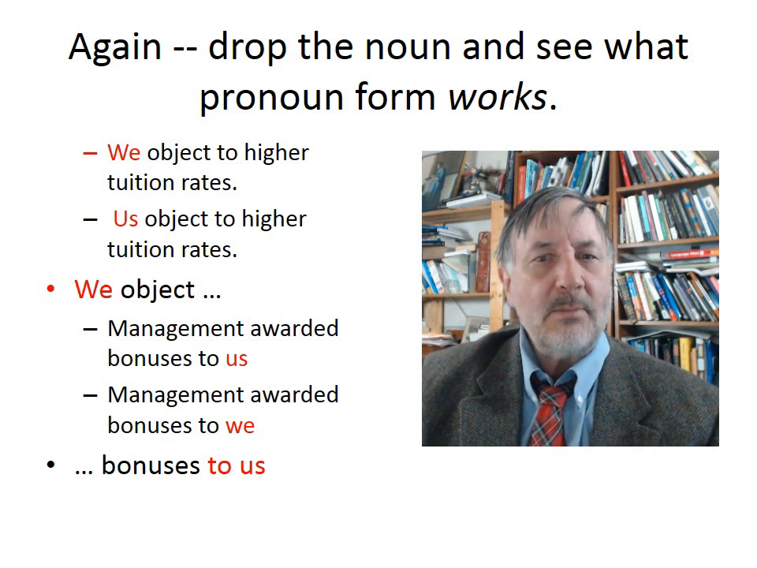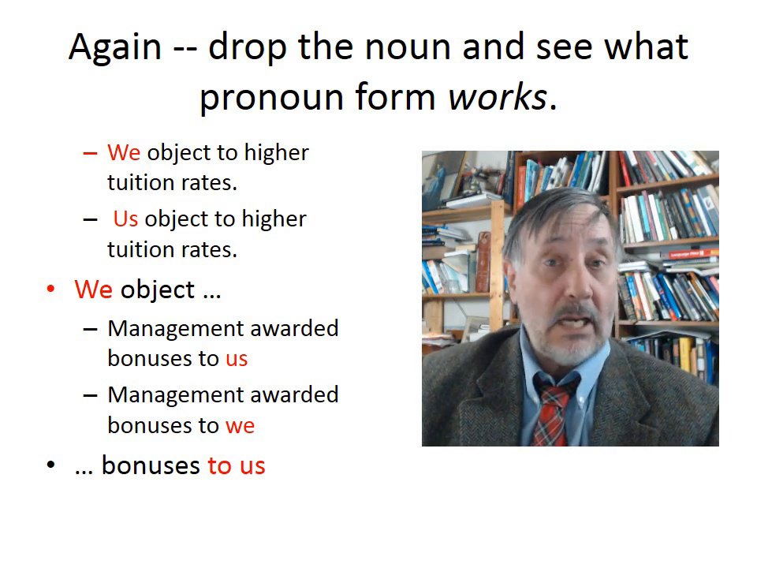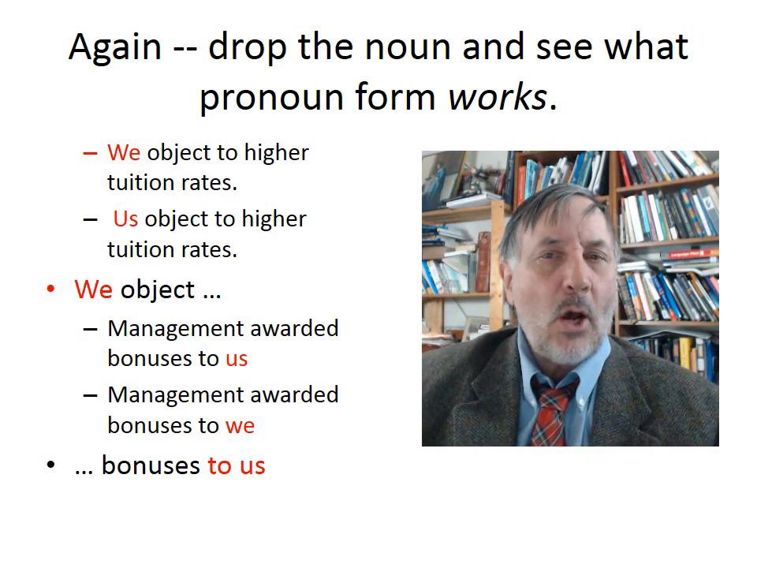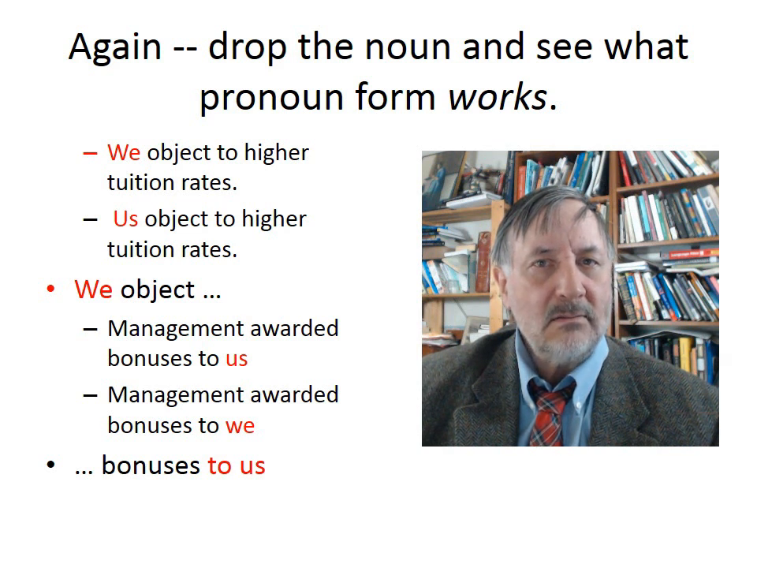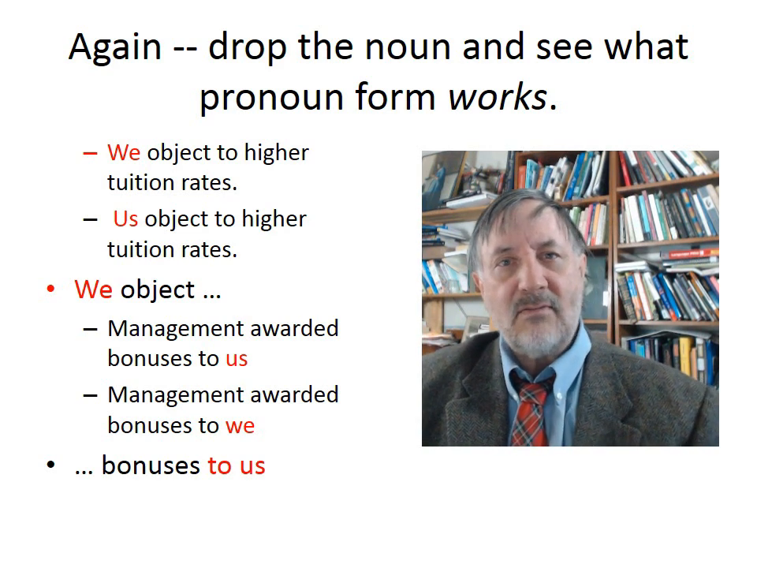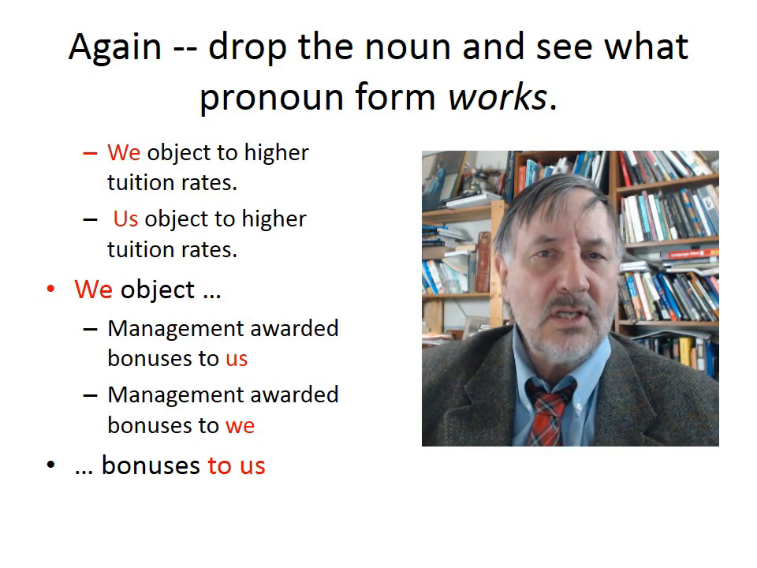Would you say we object to higher tuition rates, or us object to higher tuition rates? Okay, I think that you can see that you would say we object to higher tuition rates. The other would be incorrect. It would be along the lines of me want cookie, right? Would you say management awarded bonuses to us, or management awarded bonuses to we? Okay, so again, I think that you would see that bonuses to us is the correct form. Very simple, expedient solution to this question.